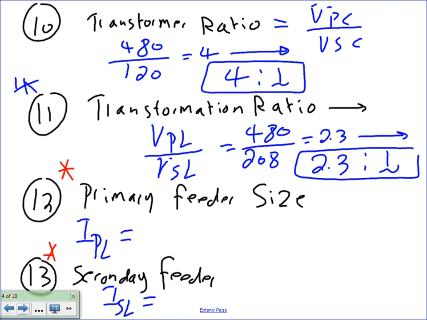Any question about this? Okay, so we need to go find the primary feeder. The primary feeder is always sized based on the line. So what was the current on the line? 180 amps. You take this one to the table.